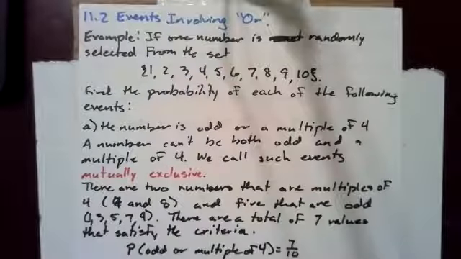A number can't be both odd and a multiple of 4. We call such events mutually exclusive. There are two numbers that are multiples of 4, 4 and 8, and 5 that are odd, 1, 3, 5, 7, and 9. There are a total of 7 values that satisfy the criteria. So the probability that an odd number or a multiple of 4 is chosen is 7 out of 10.